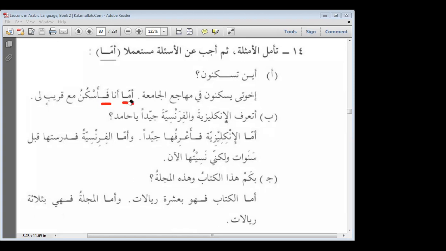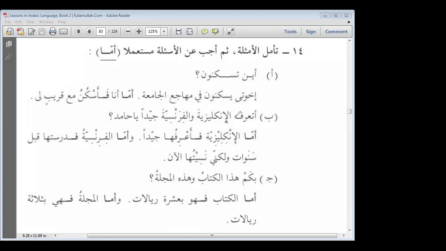So this is a way of structuring sentences. Alright? So let's go through a few more examples. I know we did this last time. We're just going to go through it again, inshallah, just for emphasis. Alright, next one.